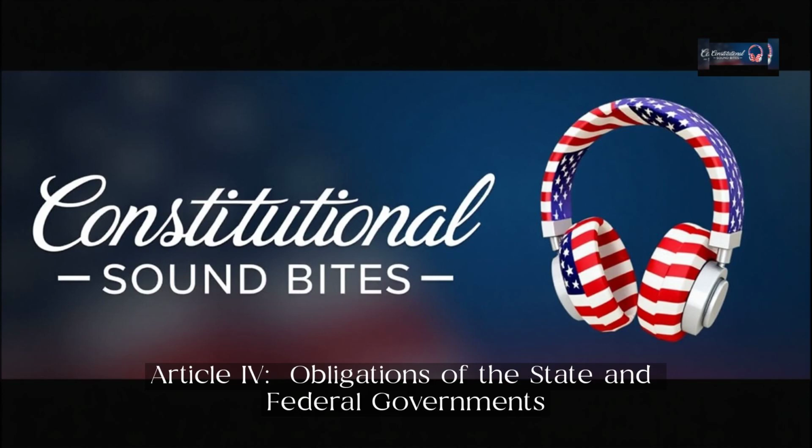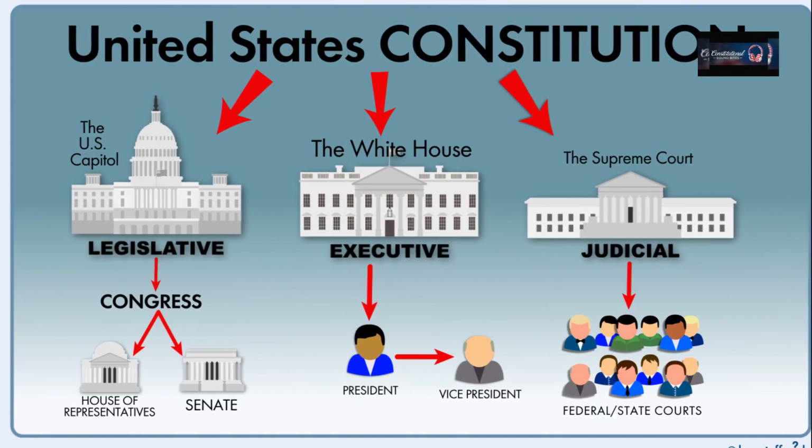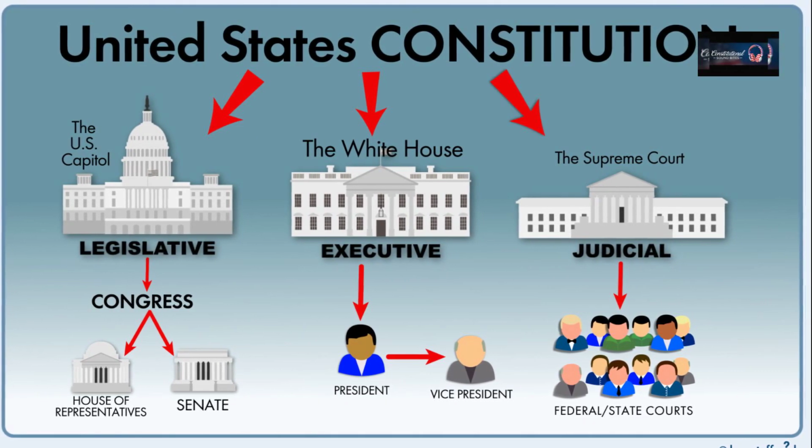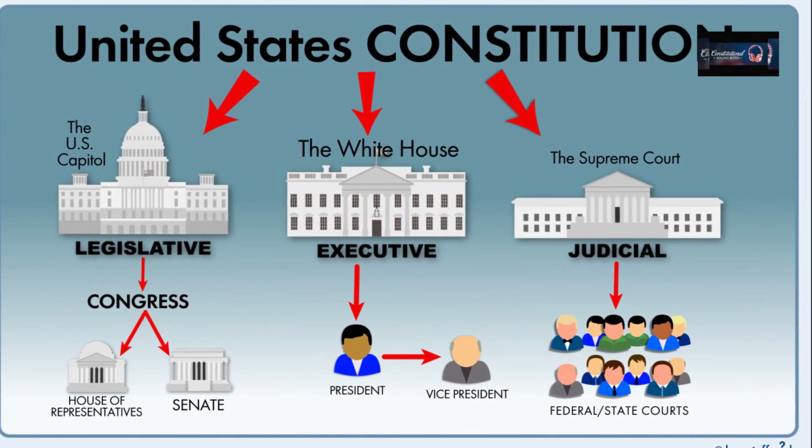Article 4. Obligations of the state and federal governments. The Constitution's Articles 1, 2, and 3 define the federal government's legislative, executive, and judicial branches.